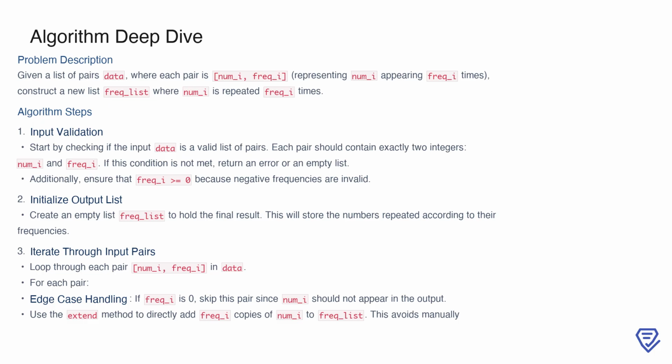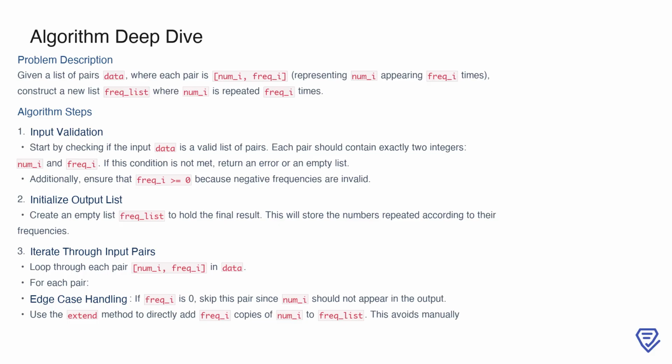The input is a list of pairs, where each pair consists of a number and its frequency. For instance, a pair (number_i, frequency_i) means that number_i appears frequency_i times. Our goal is to construct an output list, frequency_list, where each number is repeated according to its frequency.